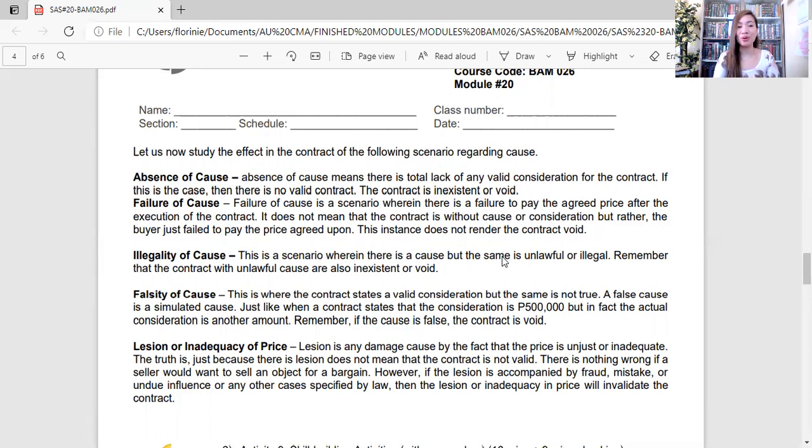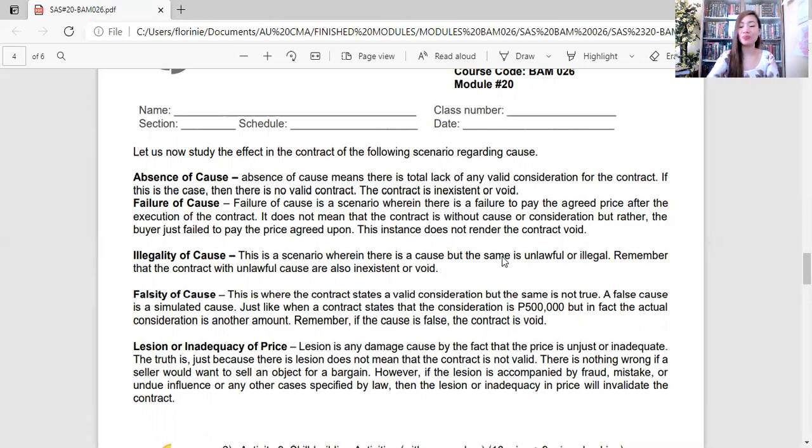Ayan. So, again, failure of cost. It does not render the contract void. The contract is still valid. Okay, next. Illegality of cost. Ibibigay ko sa iyo to kapag ni-rape mo si ganyan. O diba, illegal. Illegal yung kapalit. So this is a scenario wherein there is a cause but the same is unlawful or illegal. Remember that the contract with unlawful cause are also inexistent or void.